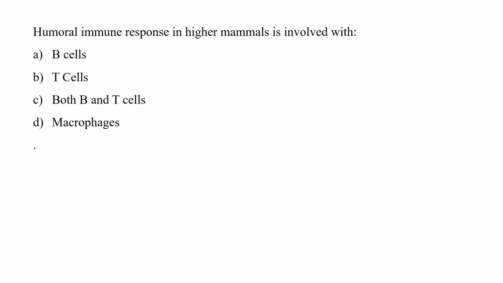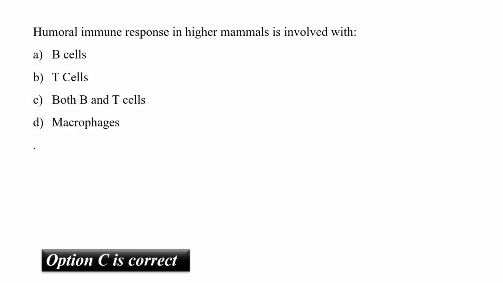Humoral immune response in higher animals is involved with B cells, T cells, both B and T cells, or macrophages. See, it's a very confusing question. Whenever we hear the word humoral, B cells automatically come to our mind. But remember, specific humoral activity actually involves the action of B cells or antibodies under the guidance of T helper cells. So the answer has to be both B and T cells.